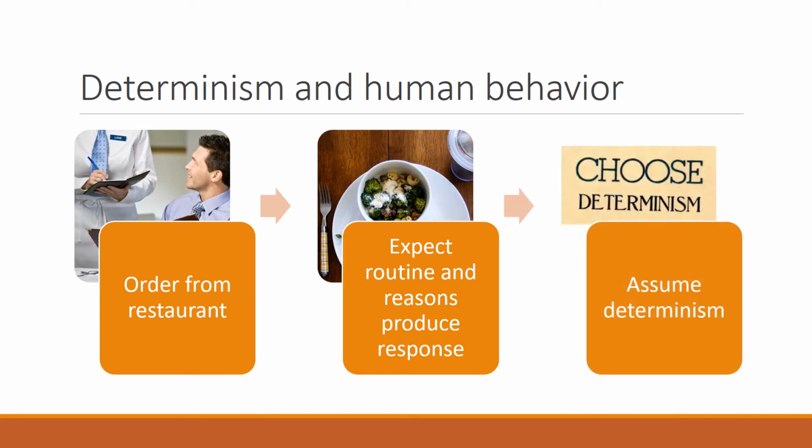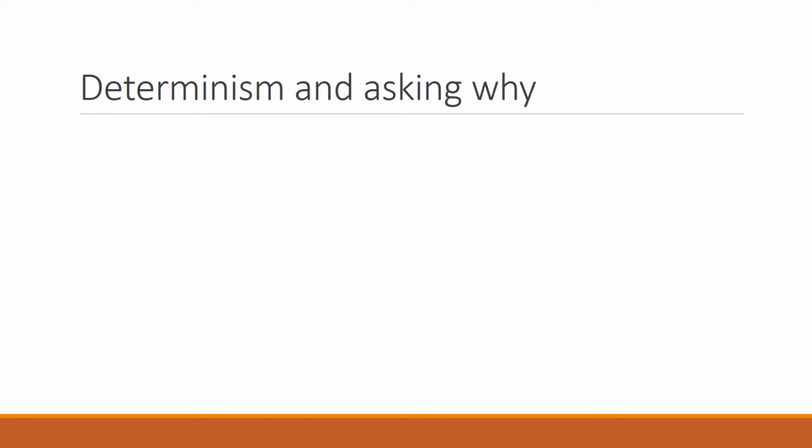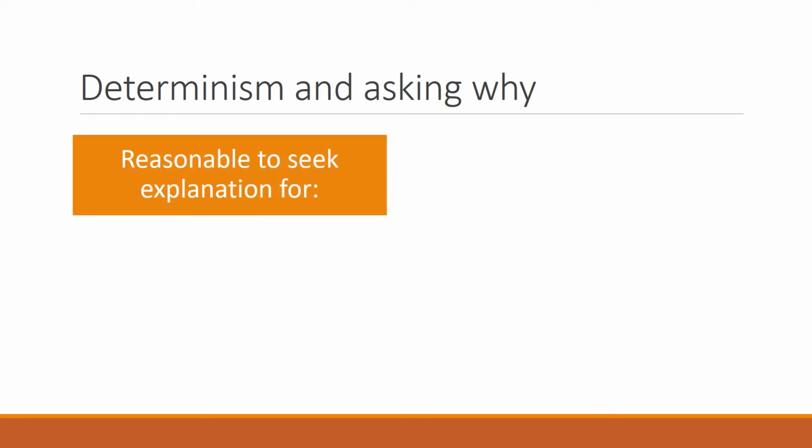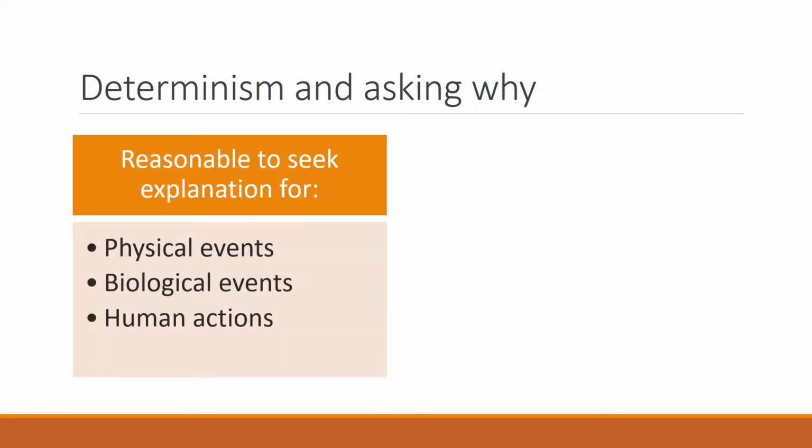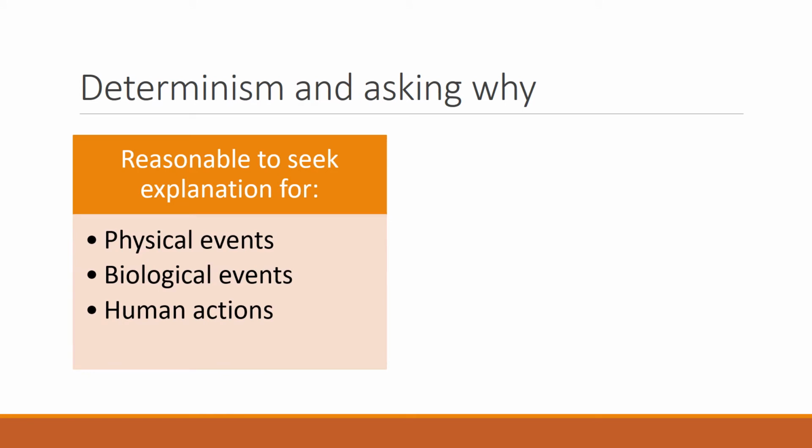And again, this seems to assume determinism, that maybe we don't know all the factors right now, but they're out there. There are reasons why you did exactly what you did and not anything else. So let's bring that back to determinism and asking why. It seems reasonable to look for explanations for things like physical events, biological events, and human actions. These are all things we seek to explain.